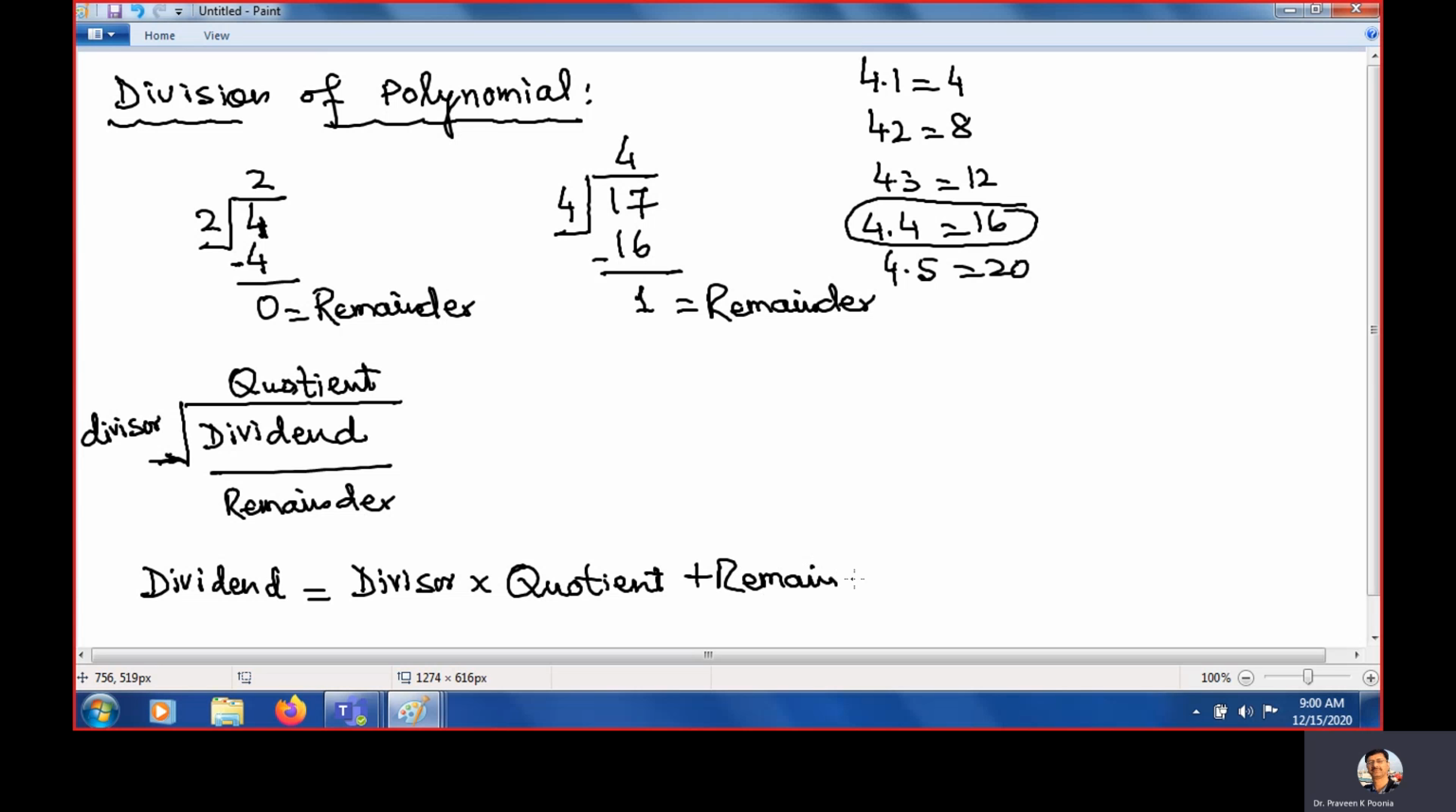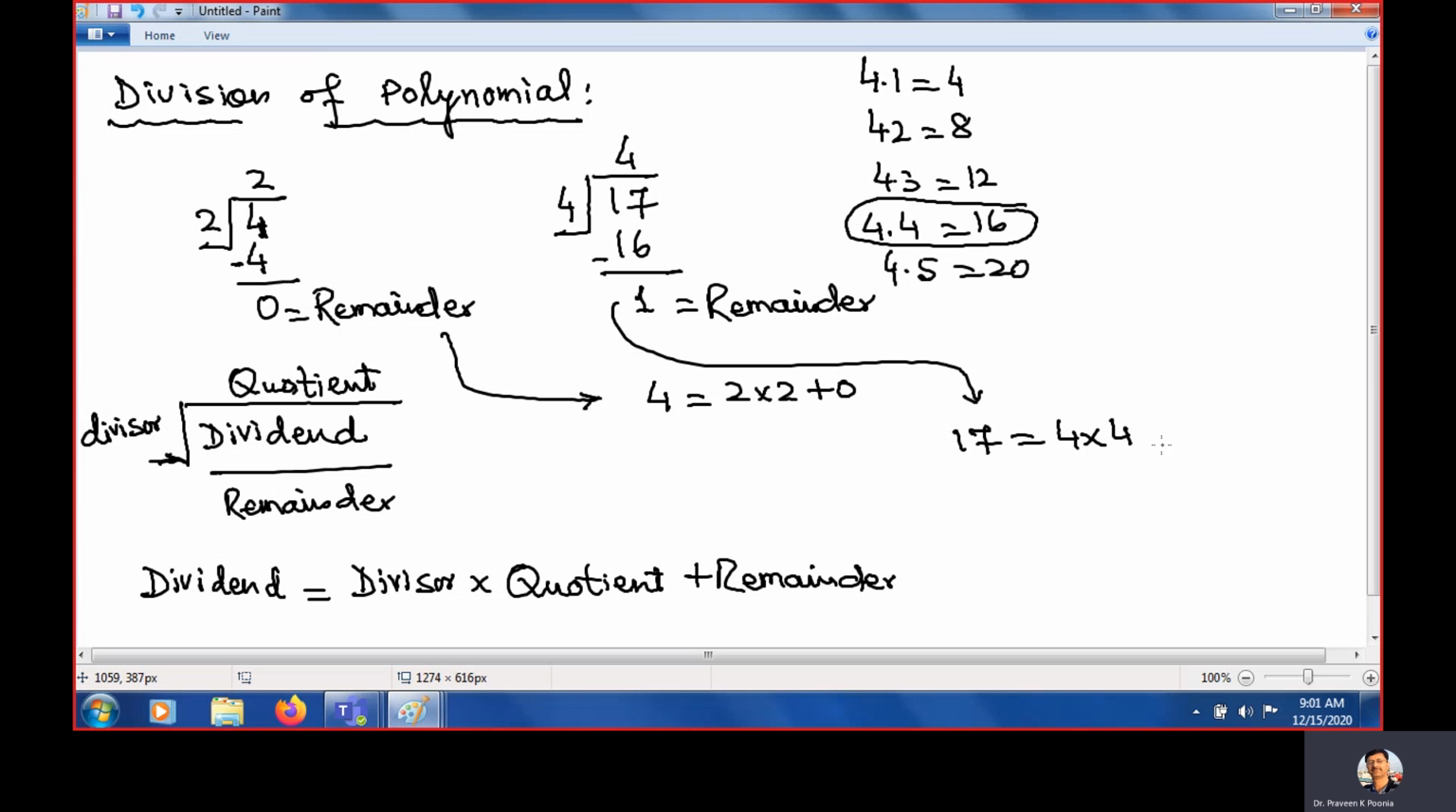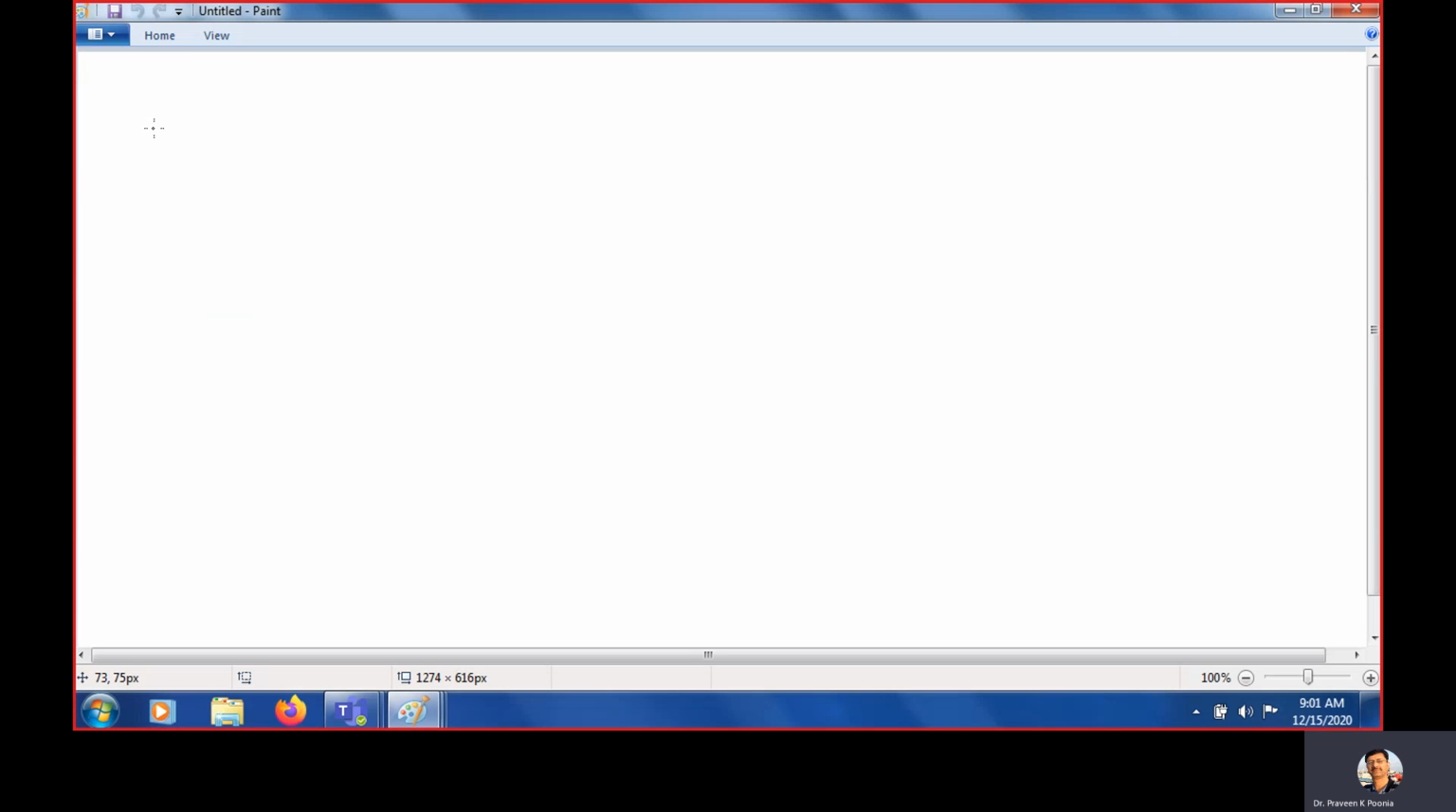This I taught you during division of polynomials also. Here 4 is the dividend, 2 is the divisor, and 2 we are getting as quotient, remainder is 0. So if I want to write this equation, how can I write? 4 equals 2 times 2 plus 0. And how can this equation be written? It is 17 is equal to 4 times 4 plus 1. This is remainder. Here, this is remainder, 0. So this is how we can divide the two numbers. Now we are talking about division of polynomials.